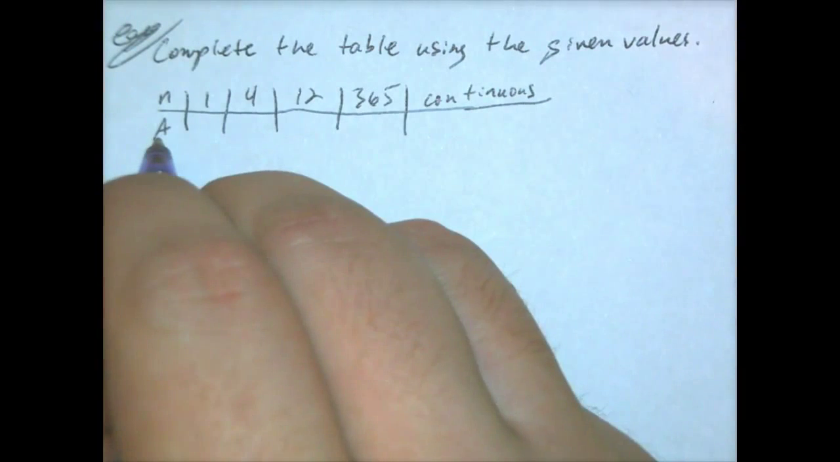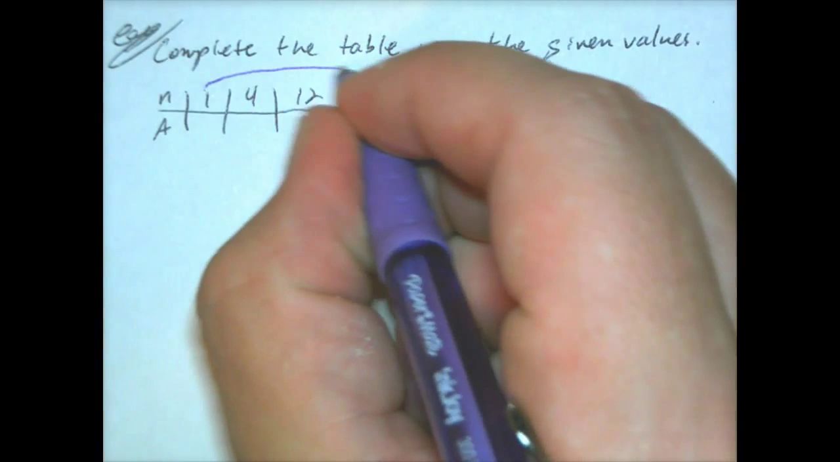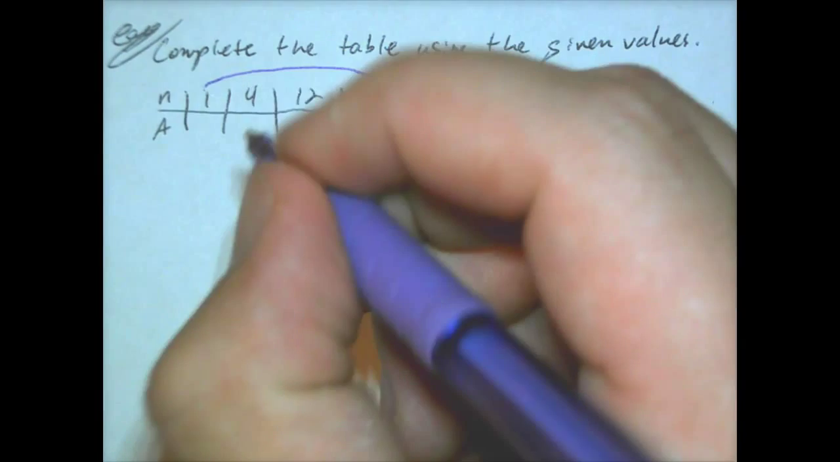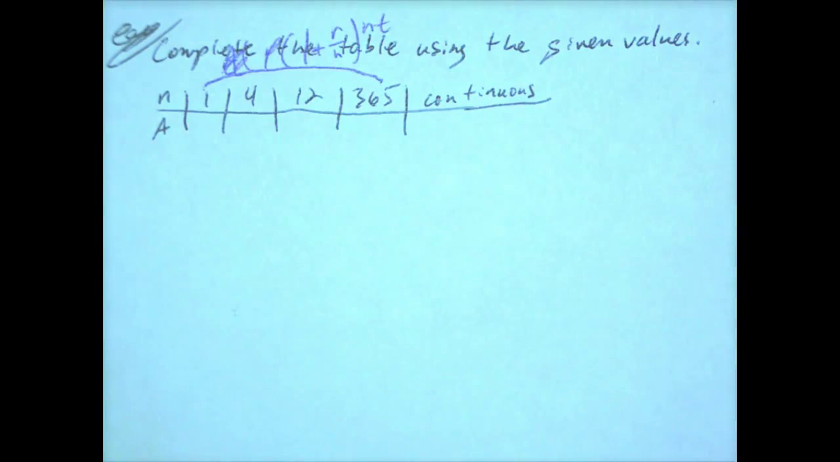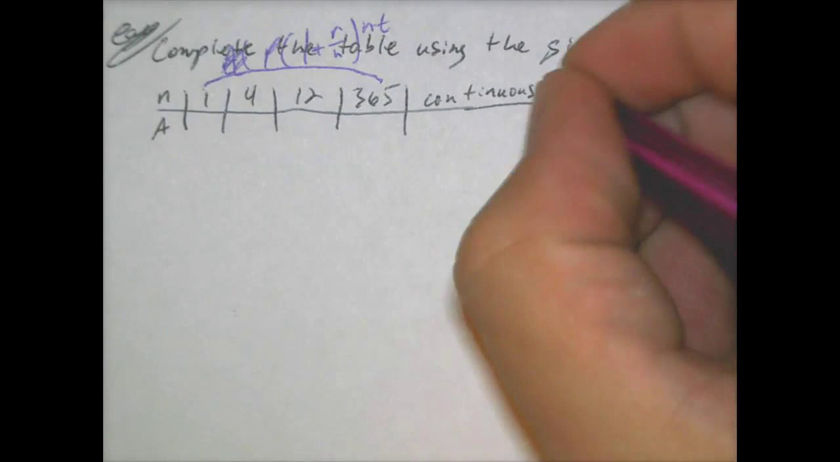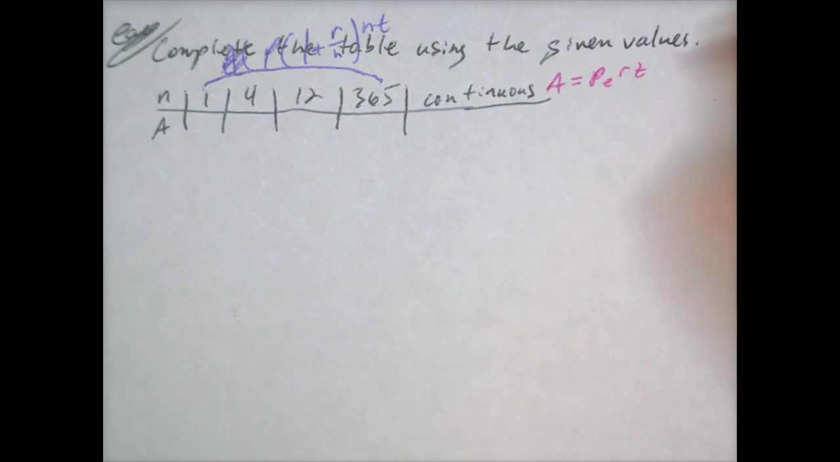I'm looking for A. This is talking about interest for all of these formulas. Notice I have an N. That is when I'm going to use the formula A equals P times (1 plus r over n) to the nt. It's just going to be a matter of plugging it in the calculator. And then continuous, that's our A equals Pe to the rt formula.